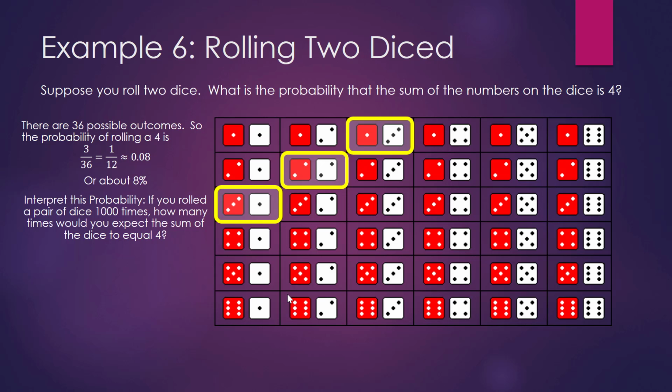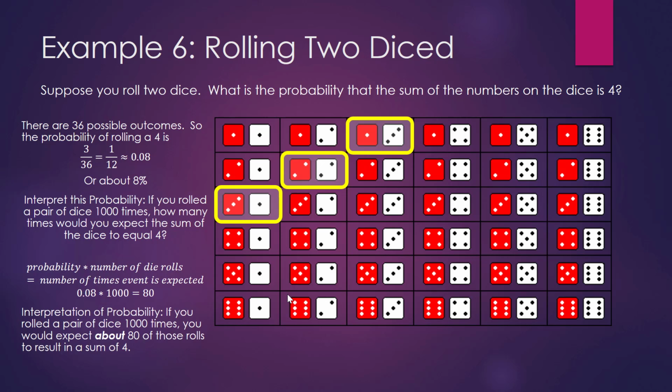Let's interpret this probability. If you rolled a pair of dice 1,000 times, how many of those times would you expect the sum of the dice to be equal to 4? Remember, our formula is that we multiply the probability by the number of die rolls to find the number of times the event would be expected to occur. In this case, we have 0.08 times 1,000, which gives us 80. Therefore, the interpretation of this probability is that if we rolled a pair of dice 1,000 times, you would expect about 80 of those rolls to result in a sum of 4.